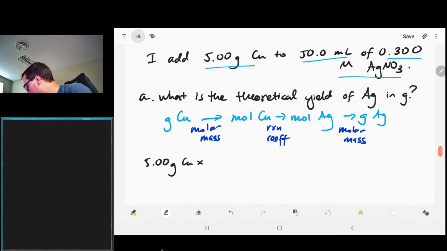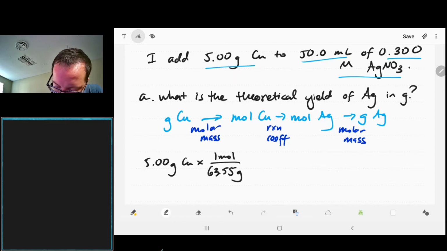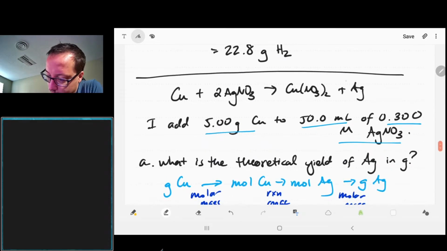Let me get a periodic table. Is there one up here? Yes. Alrighty, copper, where are you? Copper, 63.55. Forgot a coefficient there.